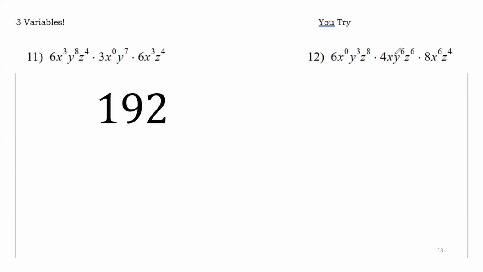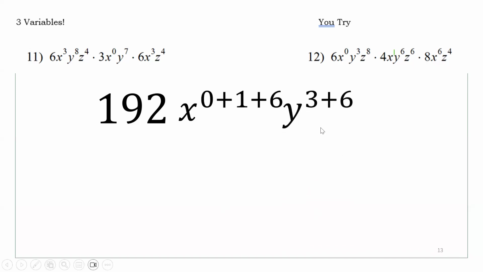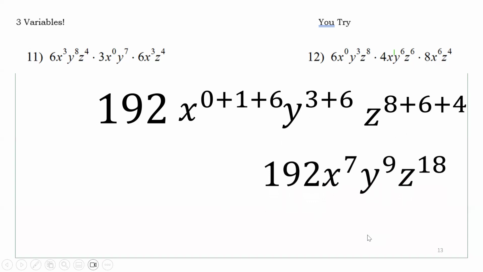All right, so then that means that we would have 0 plus 1 plus 6. Then we would have 3 plus 6 for the y's. And then the z's, we have 8, 6, and 4. Adding those up and simplifying, our final answer should be 192, x to the 7th, y to the 9th, z to the 18th.